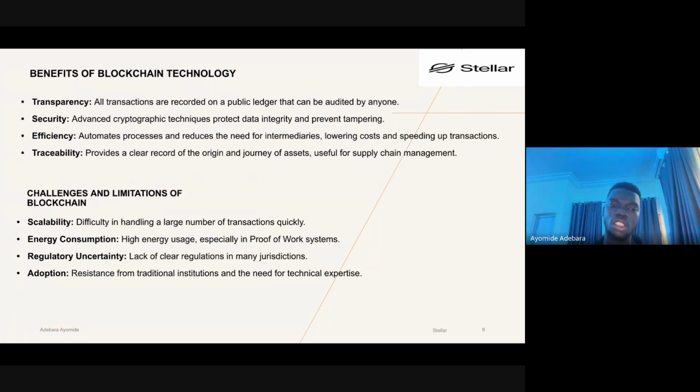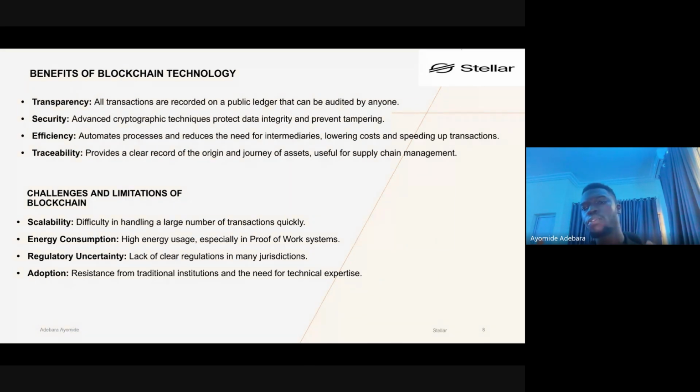Another one is adoption. Compared to traditional institutions, you need to have a certain amount of knowledge to operate on the blockchain. So it's not easy to break in and start using blockchain technology. So yes, that's actually a challenge. Unlike the bank, the moment you go to a bank, they tell you to fill a form, and they give you your account number and all of those.